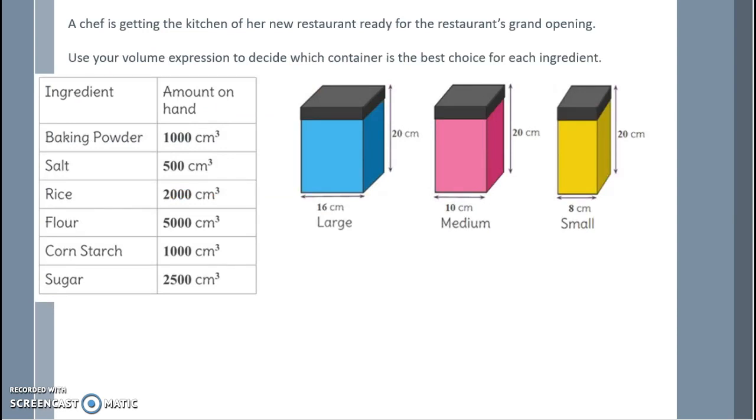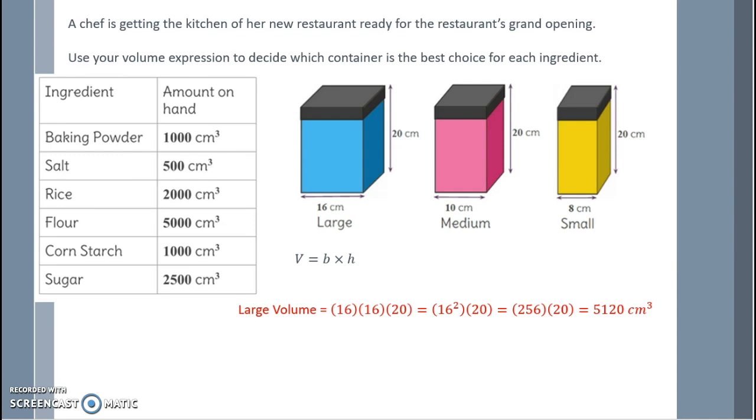A chef is getting the kitchen of her new restaurant ready for the restaurant's grand opening. Use your volume expression to decide which container is the best choice for each ingredient. Below, we have some ingredients and the amount that we have, and then we have some containers. These are right rectangular prisms with a square base. So our volume is base times height. And remember, base is length times width because we have a square.